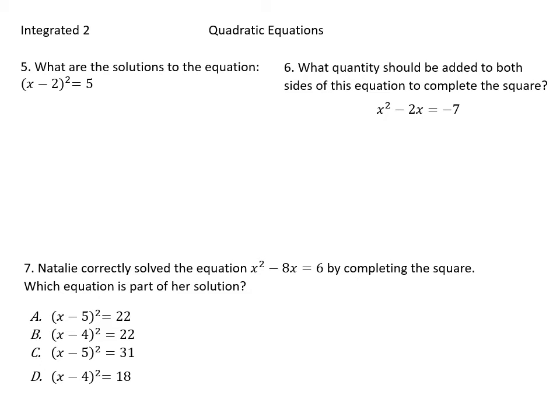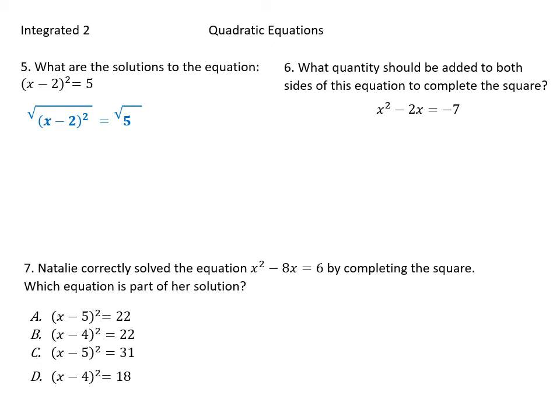Now, the next type, what are the solutions of the equation? Well, to get x by itself, we have to perform inverse operations. So right now, we have x minus 2 quantity squared. So squaring would be the first thing that we undo. And so we square root both sides. The left side just becomes x minus 2 because a square root cancels out a square.